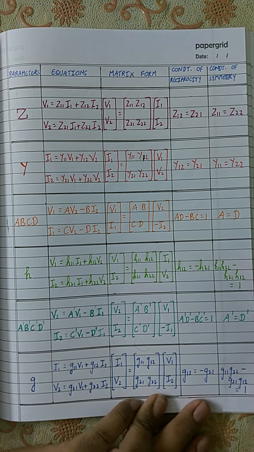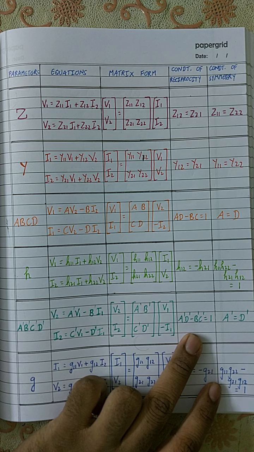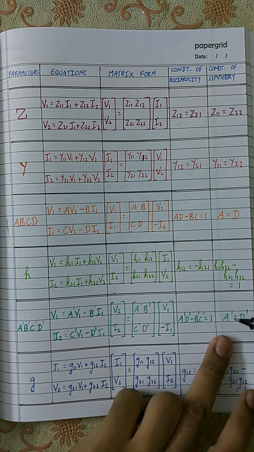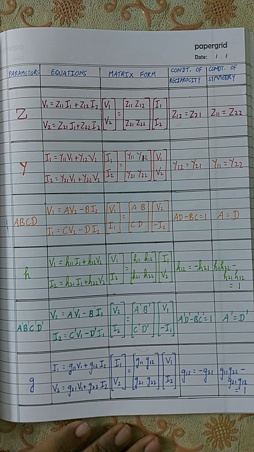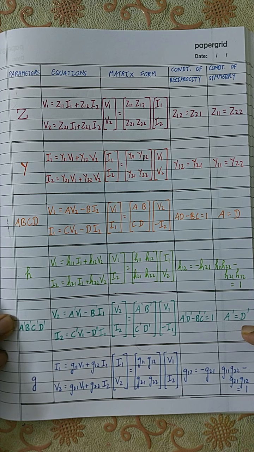And the condition for reciprocity is A' D' minus B' C' is equal to 1. Okay. Now the condition for symmetry is A' is equal to D'. Okay. So this is how we say it for the inverse transmission parameters.